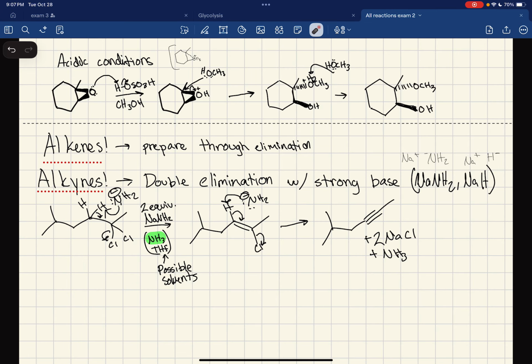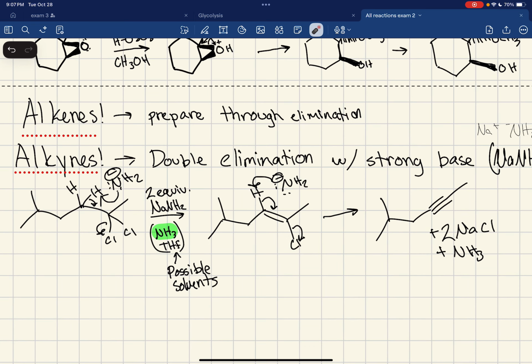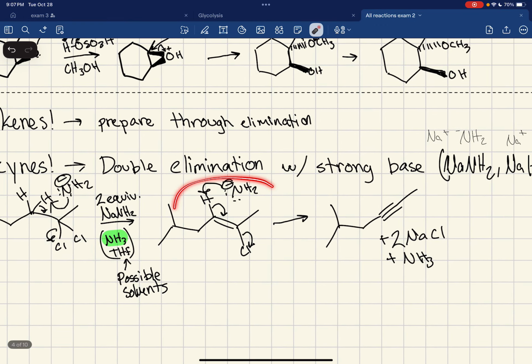And for these double eliminations to synthesize alkynes, the NH2 is just going to work the exact same way as regular elimination. This will just be the strong base. SN2 or E2 elimination, where it forms this double bond, and then it's just going to happen again. Form the triple bond. Cool.